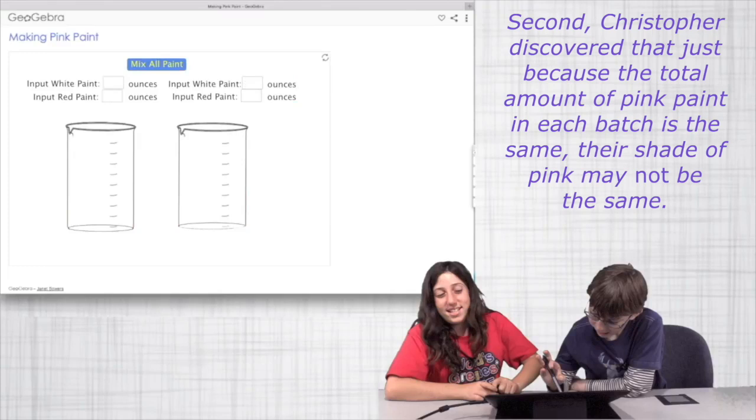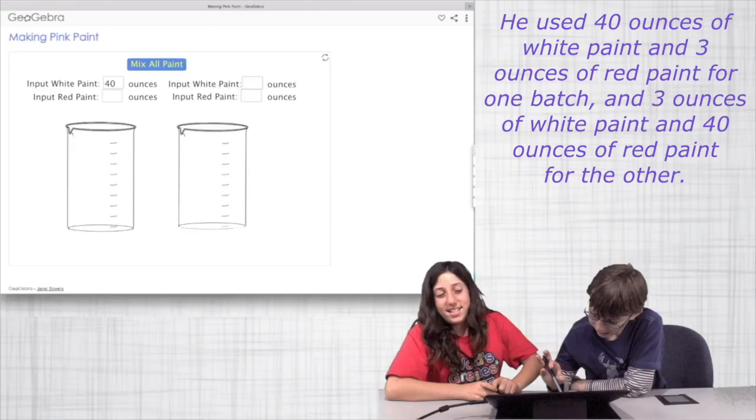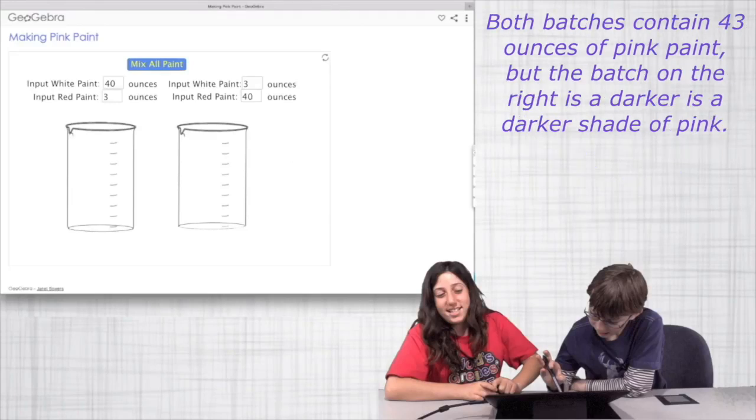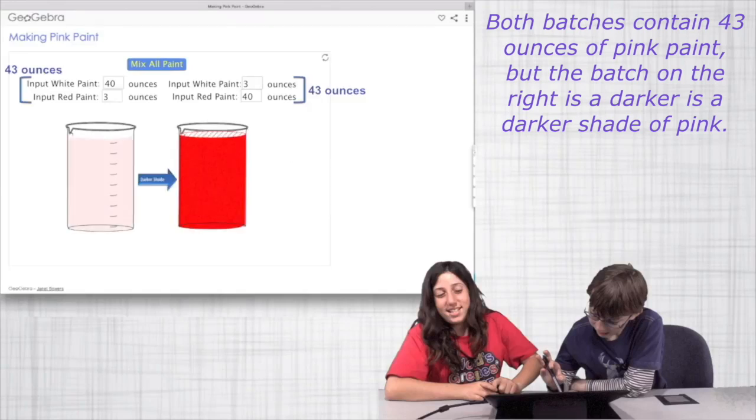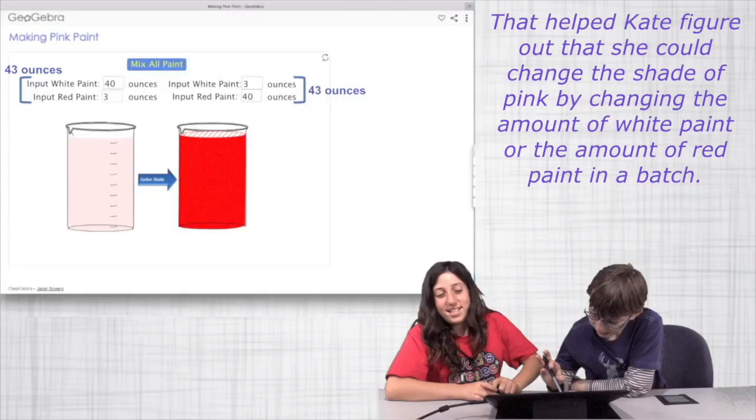Second, Christopher discovered that just because the total amount of pink paint in each batch is the same, their shade of pink may not be the same. He used 40 ounces of white paint and 3 ounces of red paint for one batch, and 3 ounces of white paint and 40 ounces of red paint for the other. Both batches contained 43 ounces of pink paint, but the batch on the right is a darker shade of pink. That helped Kate figure out that she could change the shade of pink by changing the amount of white paint or the amount of red paint in a batch.